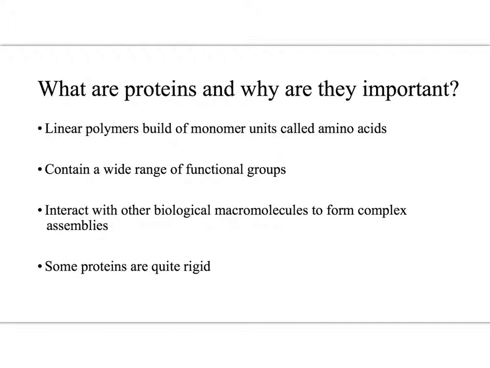So what are proteins and why are they important for us? Well, proteins are linear polymers, okay? And these polymers are built of individual units, these monomer units, which are amino acids. So we have individual amino acids that have certain functionality that come together to form an overall polymer structure. Now, because we have different amino acid groups present, we have a wide range of functional groups present in our overall protein structure.